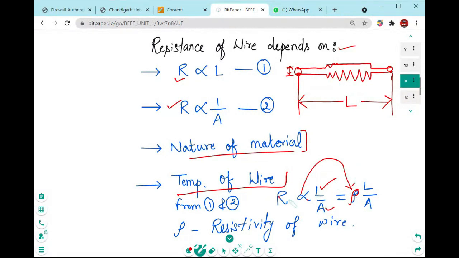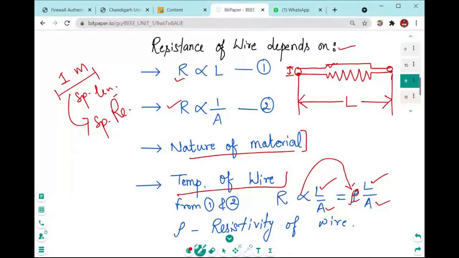And how can you represent the expression of a resistance? R is equal to rho L by A, where L is the length, A is the area, and rho is the resistivity of the wire. Let's suppose that 1 meter length of the wire is given. So this specific length of the wire will represent the specific resistance of the wire, provided the nature of the particular material and the temperature when it is in use, it will depend upon these things.